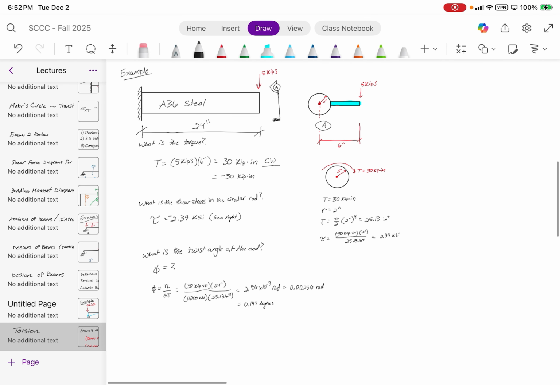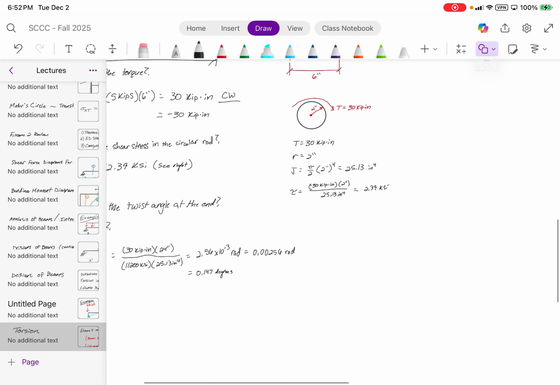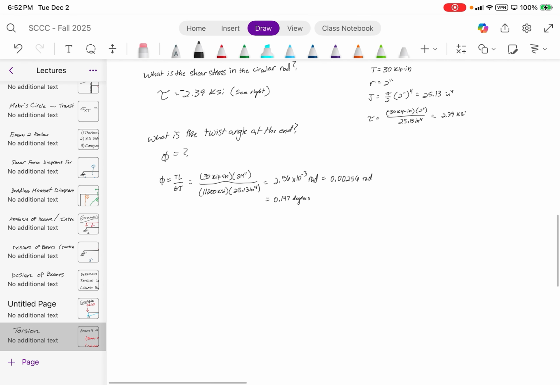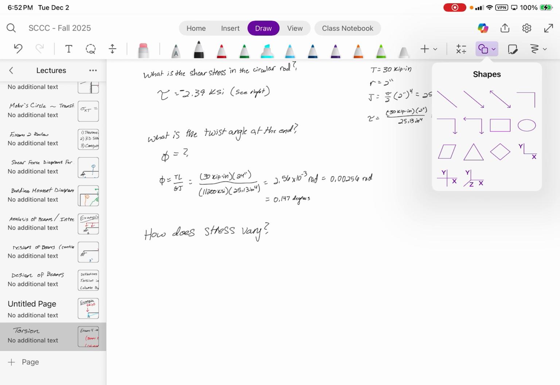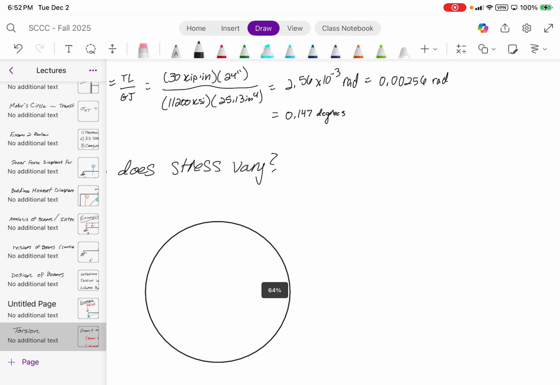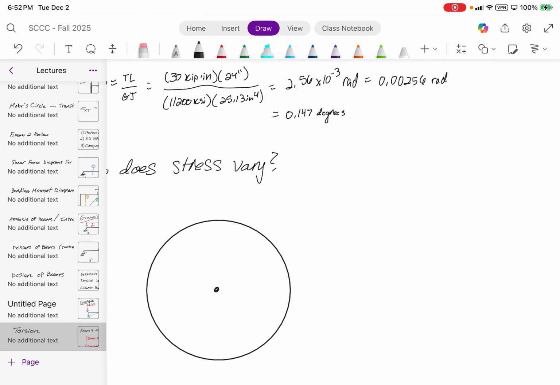Now, does anyone want to take a guess at how the stress varies in the cross section? So I'll make the cross section really large. Is the stress going to be constant throughout the cross section? Is it going to increase linearly with respect to its radius? Is it going to decrease? Is it going to be maximum at the center, 0 at the edges? How do you guys think it's going to look?